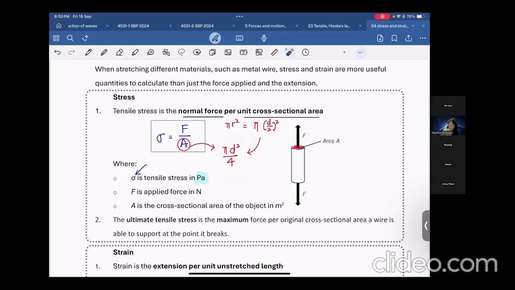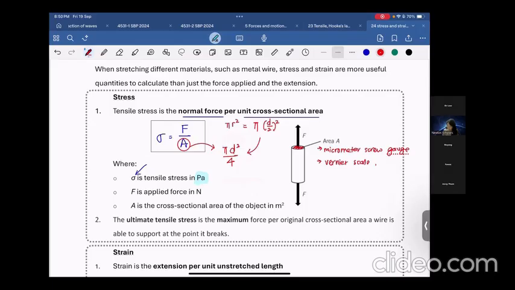Another thing that I want to emphasize is they like to ask you how you measure the area, what instrument you use. For area, we can use a micrometer screw gauge. The vernier scale can also be used. They would like to ask you by what instrument you measure the area to calculate the stress. So this is the answer.